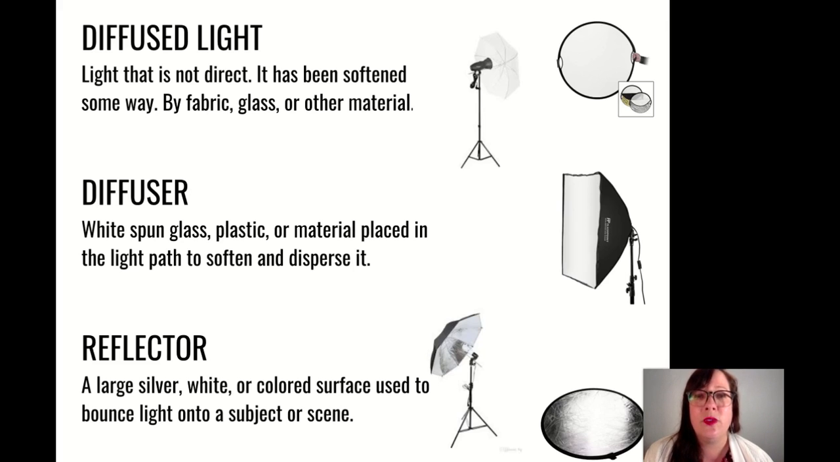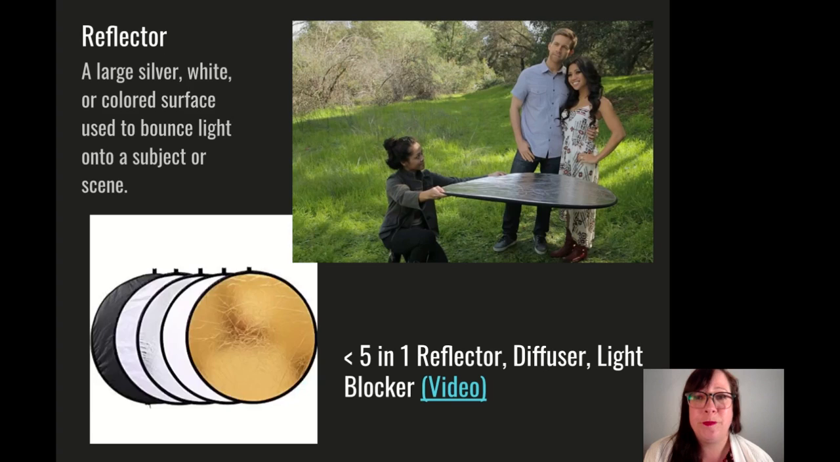Reflectors are a silver surface that can help you point and direct light where you want it to go. I said that they're silver, but they can also be different colors. We have some gold reflectors too. So we have some of these. They're called 5-in-1 reflector diffusers and light blockers. We're going to use these with our practicing with light photo assignment.